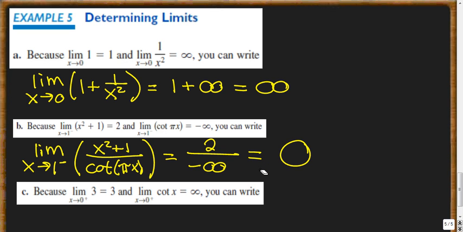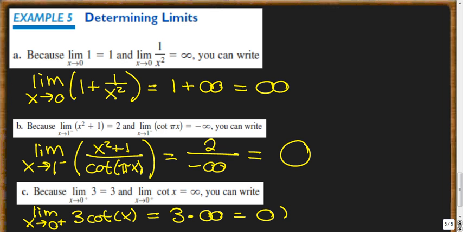And then lastly, let's say the limit as x approaches 0 from the positive side of 3 cotangent of x. We know that the limit of 3 is 3. We know that the limit of the cotangent is infinity. So this just ends up being the limit of 3 times infinity, which again is infinity.